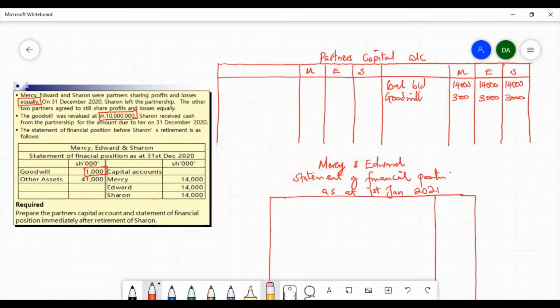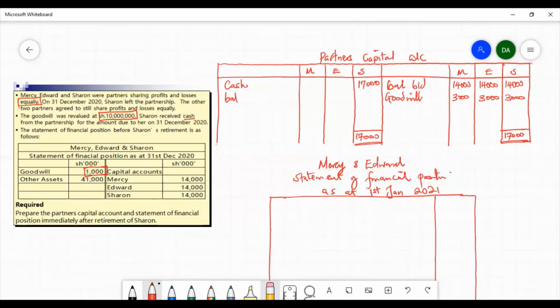Sharon is retiring. Therefore, Sharon was settled with cash on 31st December 2020. That means we record the cash which Sharon was paid, and the cash which Sharon was paid is the total of whatever the partnership owes Sharon. Therefore, that is 17 million, and the total of Sharon is 17 million, as you can see.